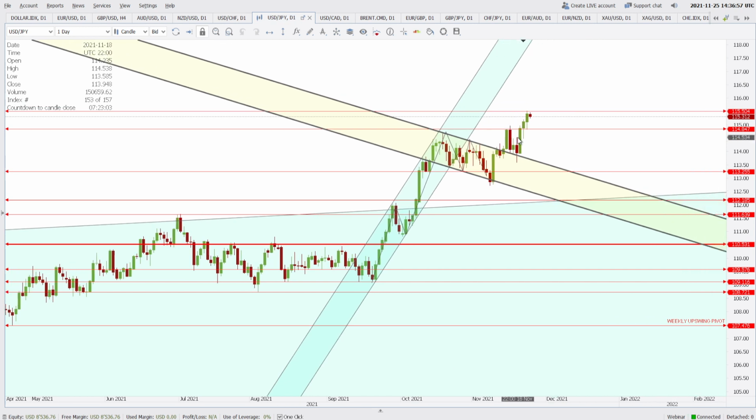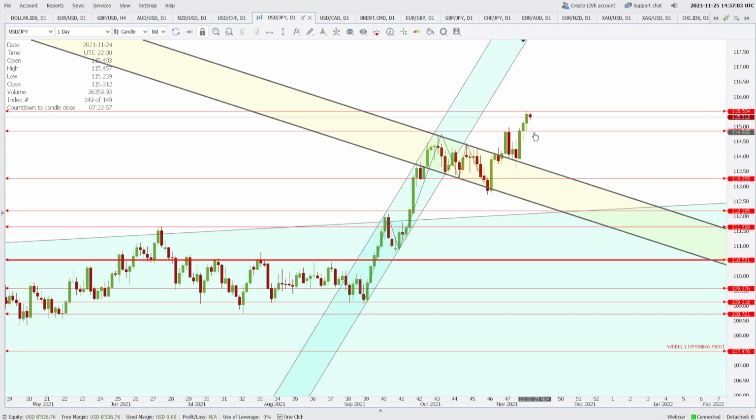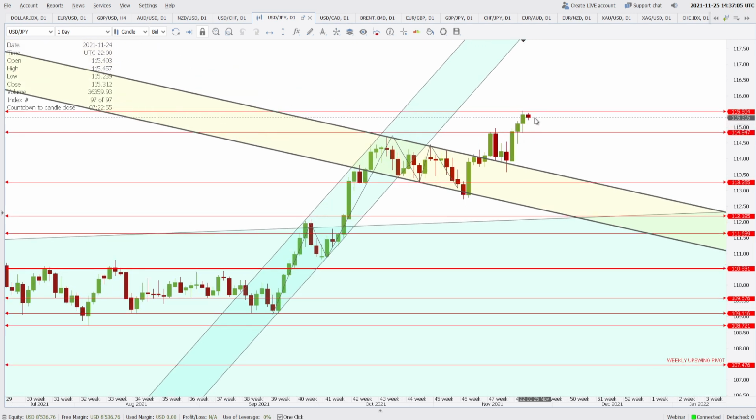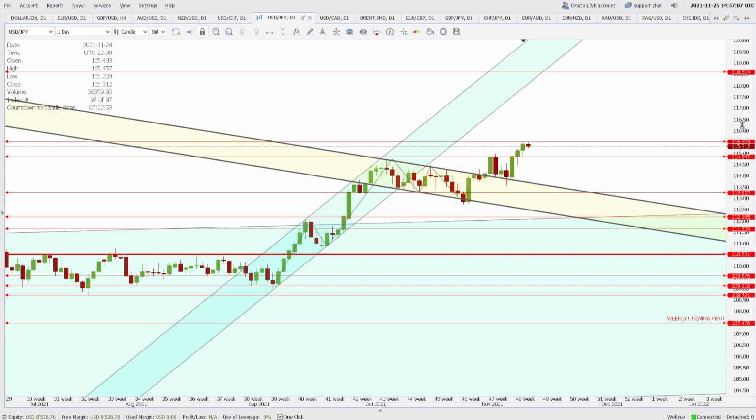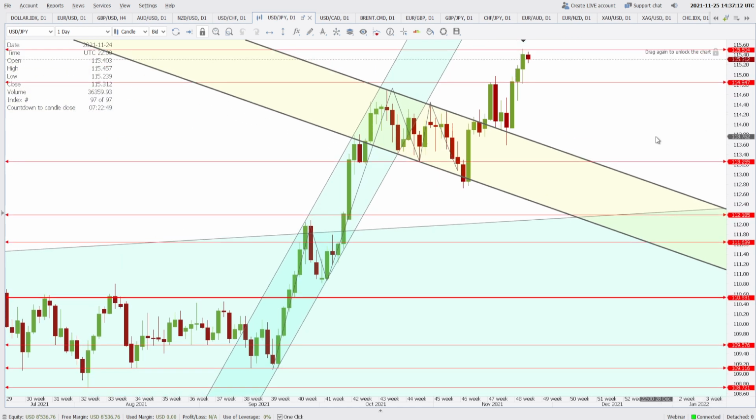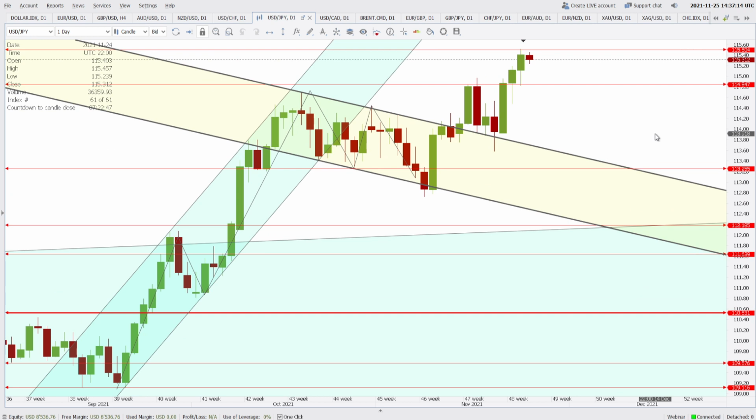USD JPY 115.50 area acted as a good resistance yesterday. Today is an inside bar, so there's nothing to talk about it. Any closing higher than 115.50 will expose 118.60, but till the time it does not do that, we are not going to speculate anything, and we are going to sit on the sidelines. On the lower side we have a support at 114.84. Anything closing below 114.84 will expose 113.25.